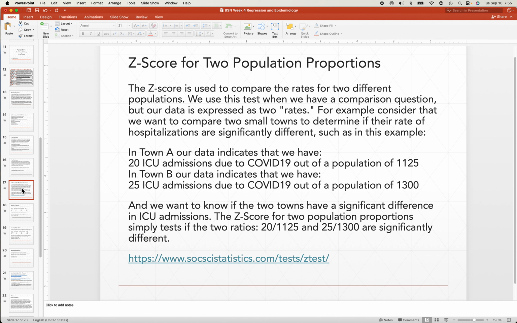There's a free app online where you can run this very quickly in a matter of maybe a minute. And again, I'll show you that in another session. But we use the z-score when we're actually comparing the rates of two different populations.